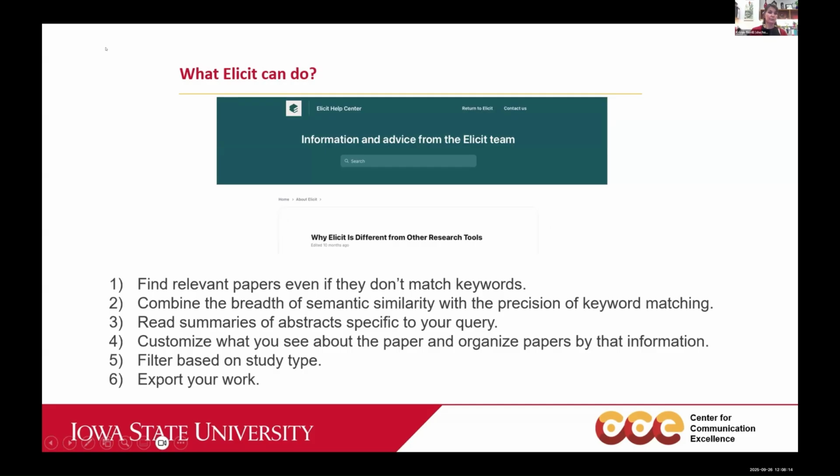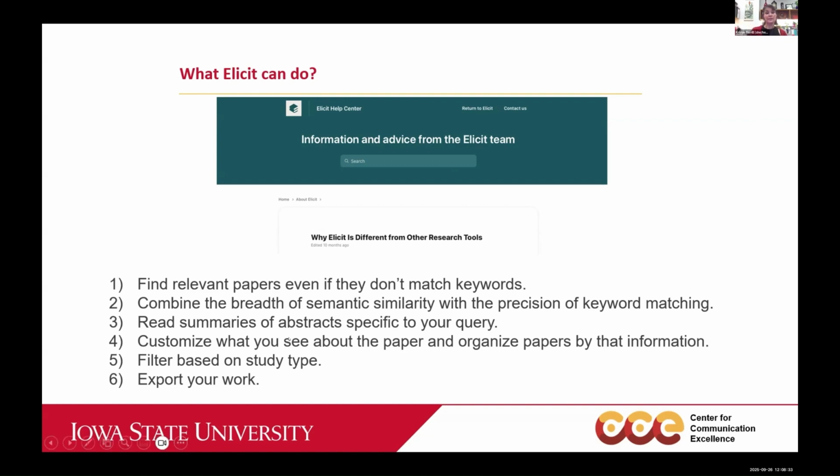So what can Elicit do? This is a screenshot from Elicit. It can find relevant papers even if they don't match keywords. That's, again, getting at that idea that a generative AI is capable of taking a natural language input rather than a specifically designed search string.